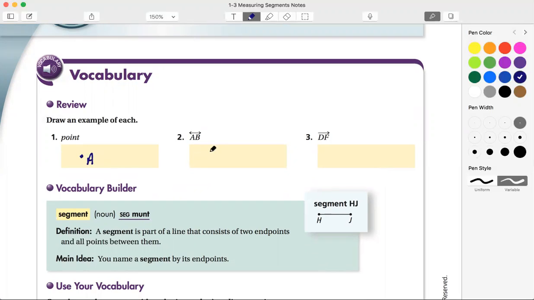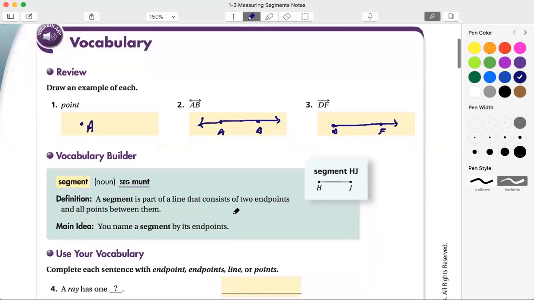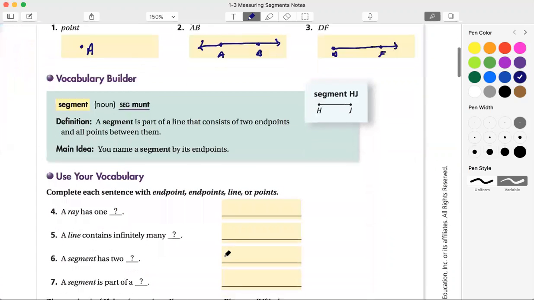All right, line AB. We're going to draw a line that contains the points A and B. And then ray DF. It's a ray that begins at D and goes towards the F direction. All right, new vocabulary for this section: segment. A segment is a part of a line that consists of two endpoints and all points between them. You name a segment by its endpoints.